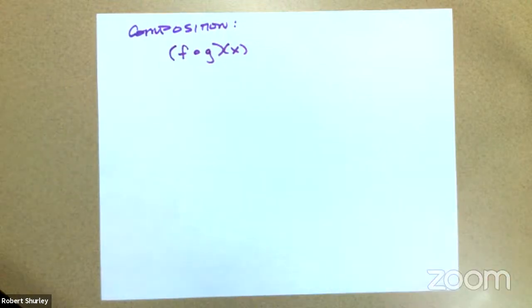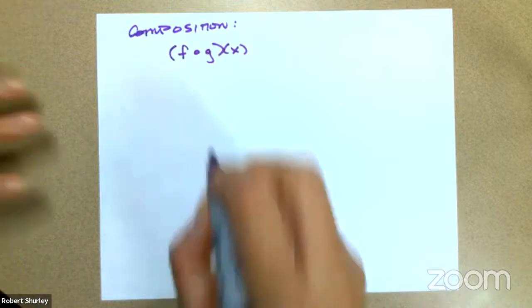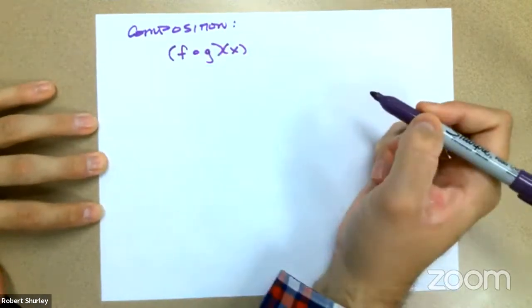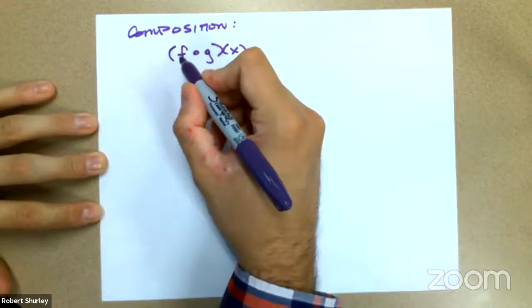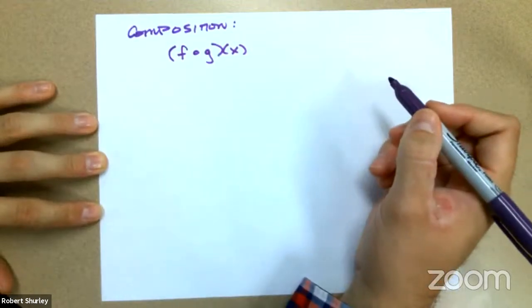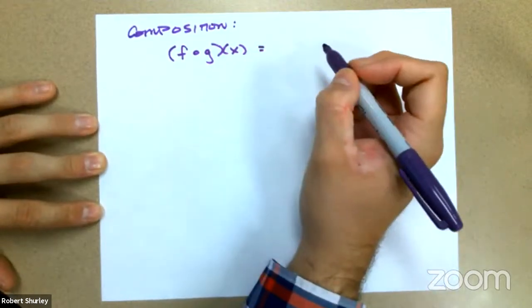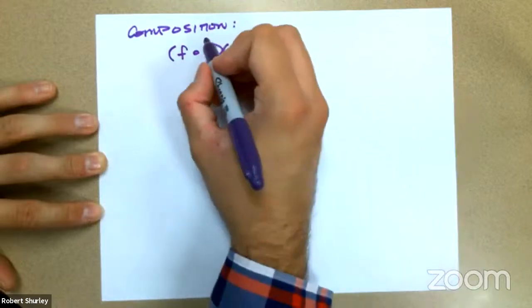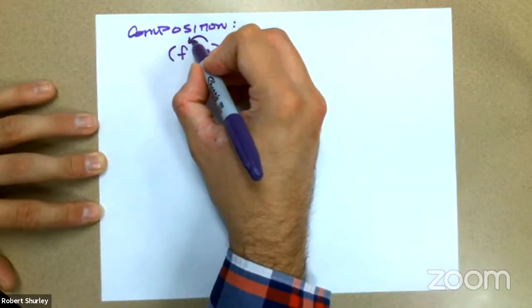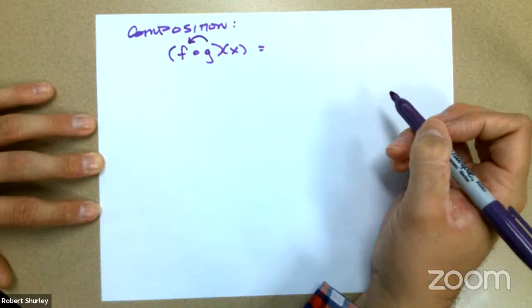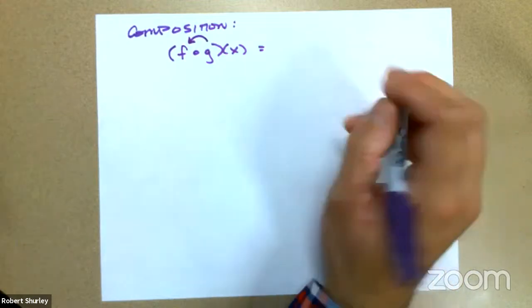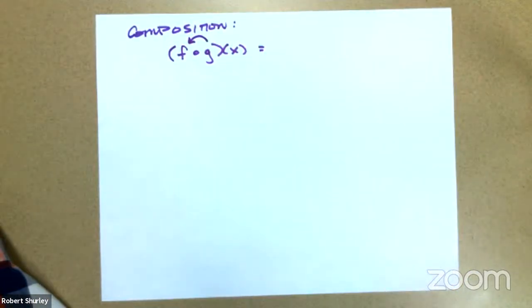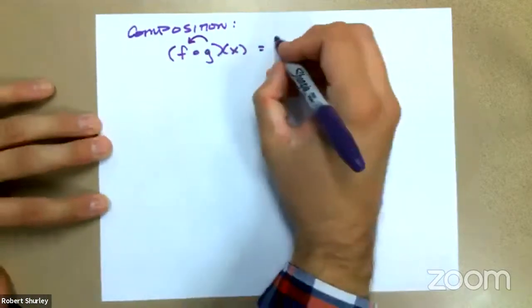Now, what this actually means is that the f function is composed of the g function. So what we're actually going to do for this one is plug the g function into the f function. So it's not multiplying, it's not dividing, it's nothing like that. Those are combinations. This is composition.